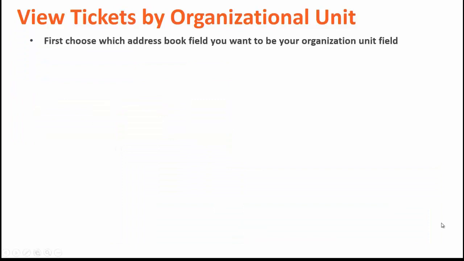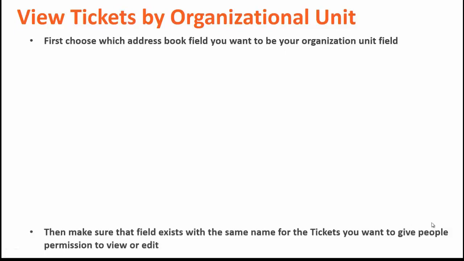So a few things I want to talk about: steps to configure this and some things you need to know about it, and then we'll actually go into the product and take a look at it. First, obviously, you want to choose which address book field you want to be your organizational unit field. Like I mentioned, most people are going to pick department or company, depending on what they're trying to accomplish.